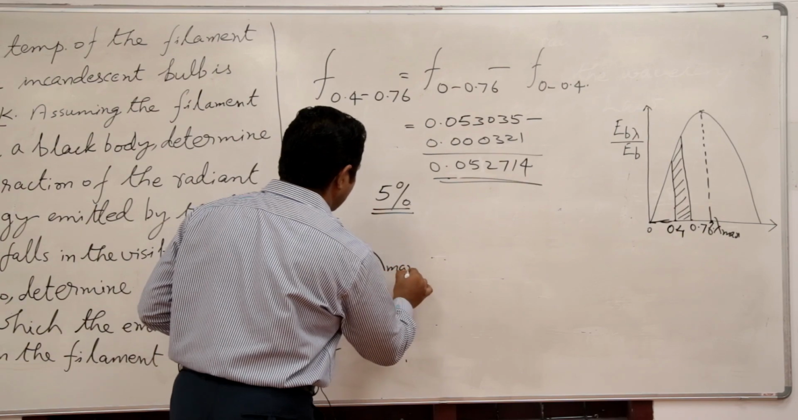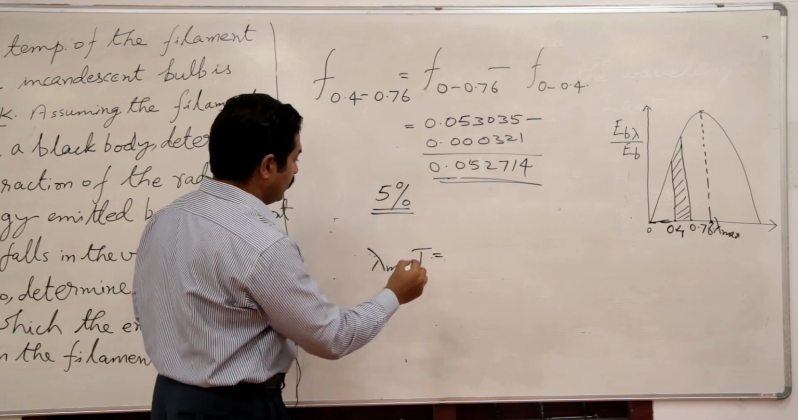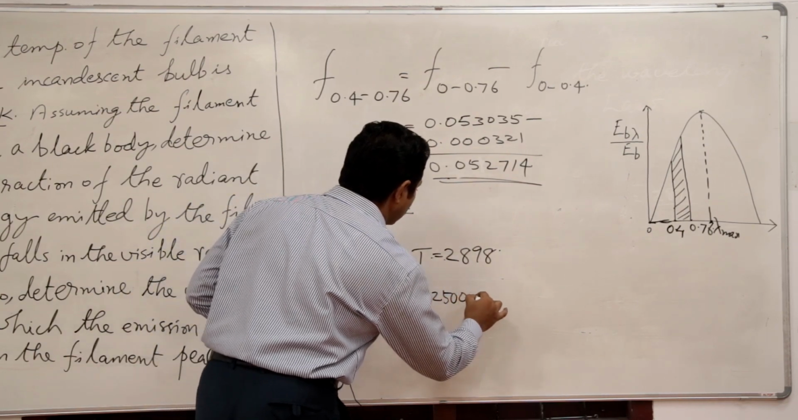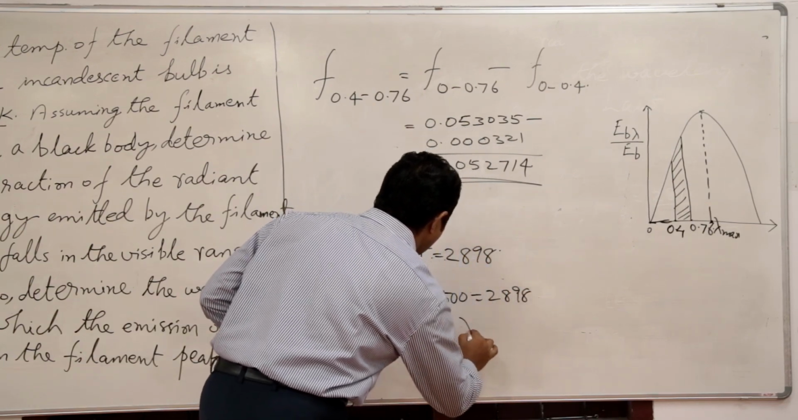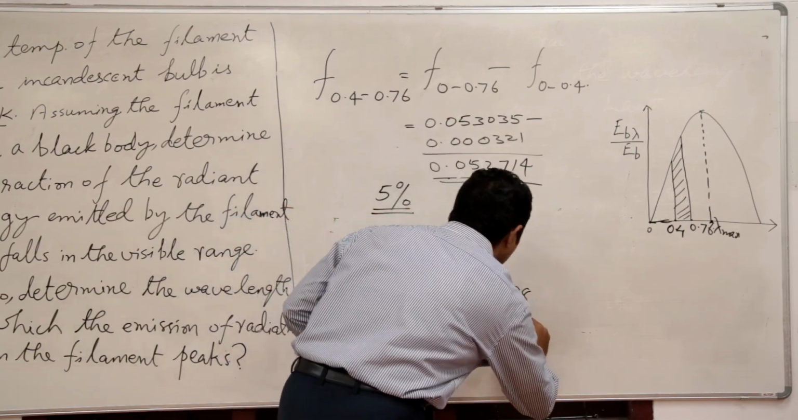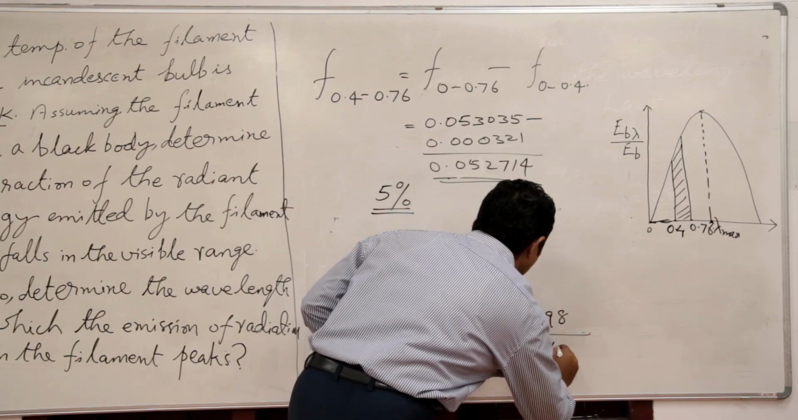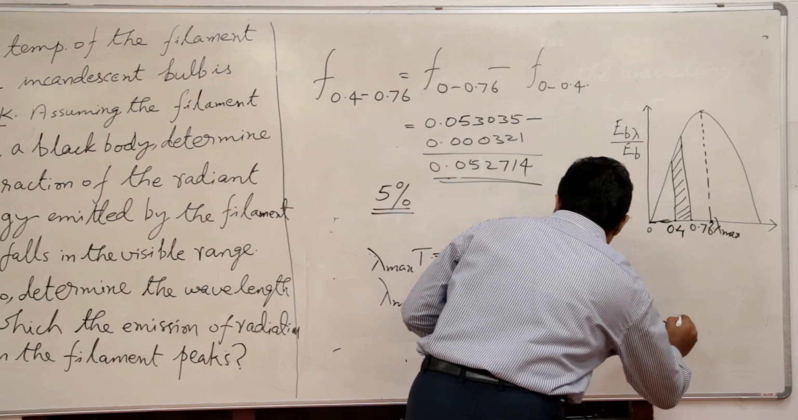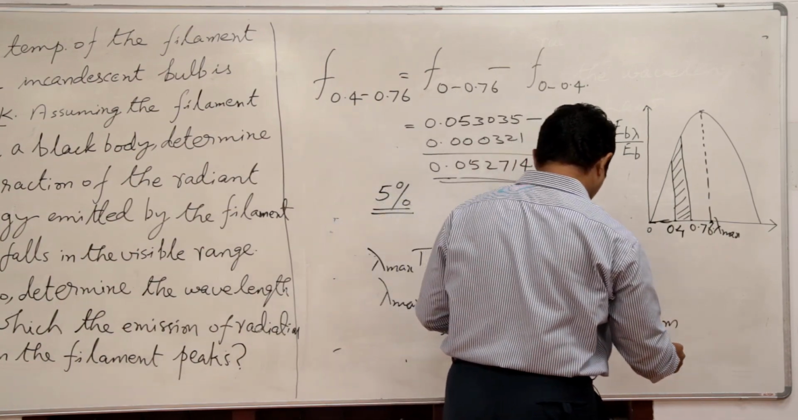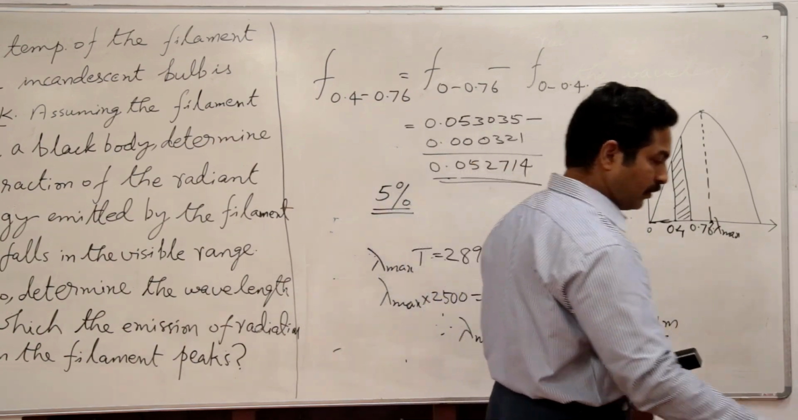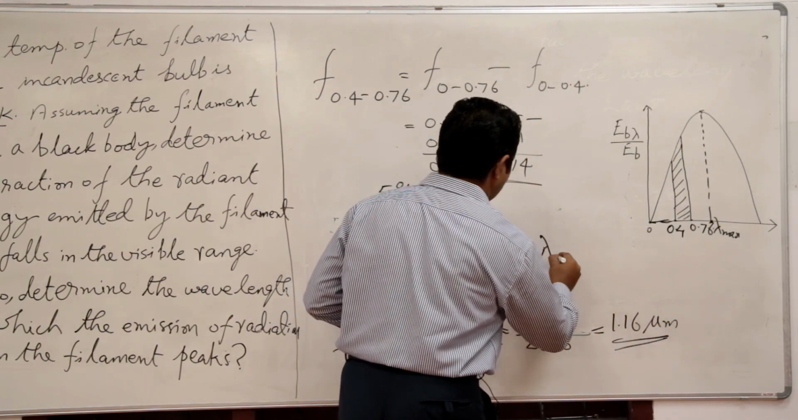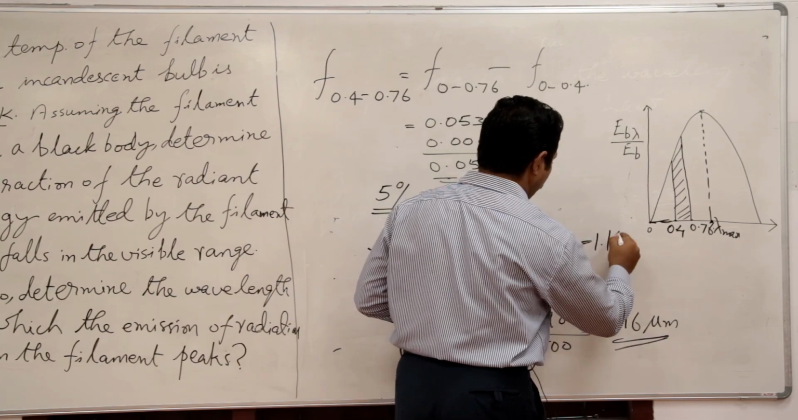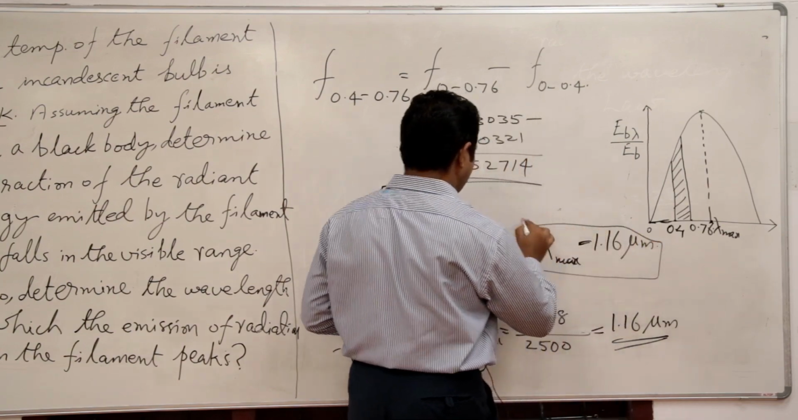Then we have to use lambda max times T is equal to 2898, this is Wien's displacement law. Then we can find lambda max times 2500 Kelvin, that is our temperature, equals 2898. Therefore lambda max is nothing but 2898 by 2500. We will get roughly 1.16 microns. So that is the peak, the maximum value of emissive power. At the peak we are getting 1.16 microns.